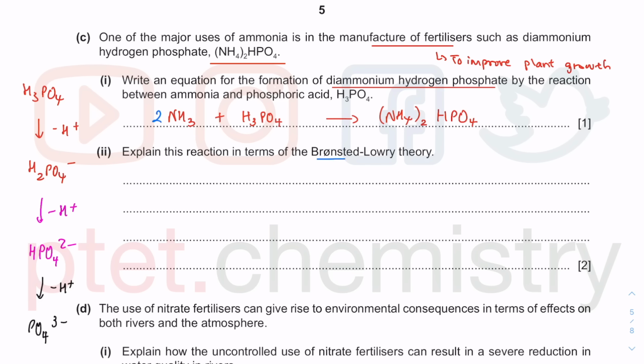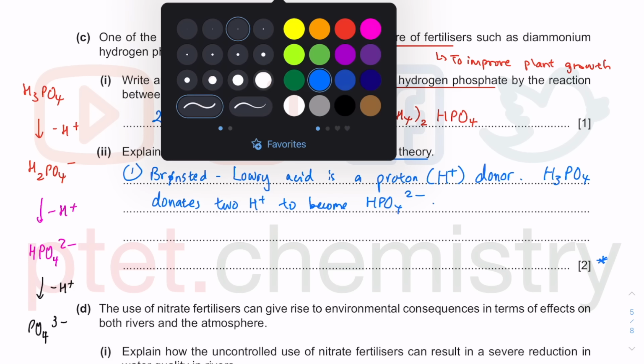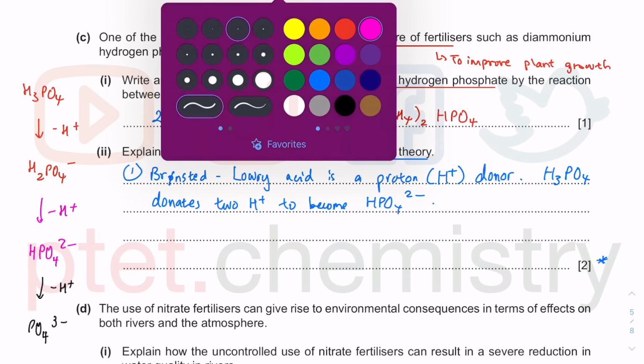Now explain this reaction in terms of Brønsted-Lowry theory for 2 marks. So we need to say what is a Brønsted-Lowry acid and what is a Brønsted-Lowry base. So a Brønsted-Lowry acid is a proton or a H plus donor, as stated in the syllabus. We can see that H3PO4 donates 2 protons, donates 2 H plus to become HPO4 2 minus. So there's your first bit of the definition.